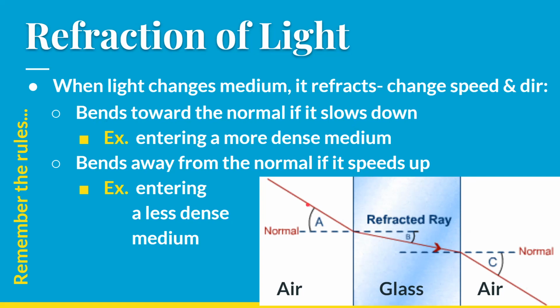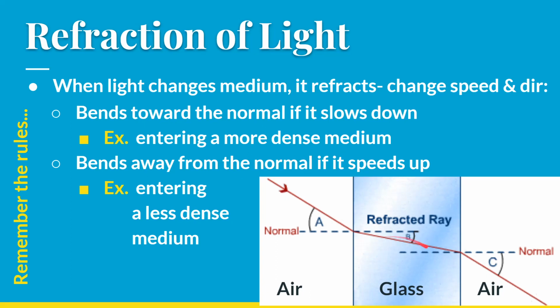So we know that it slows down in glass, and you can tell that this angle, it's labeled as a B right here, is smaller than this angle A. And again, that's because it got closer to the normal because it slowed down. That's the rule. It bends toward the normal if it slows down. Example, entering a more dense medium like glass. It bends away from the normal if it speeds up.